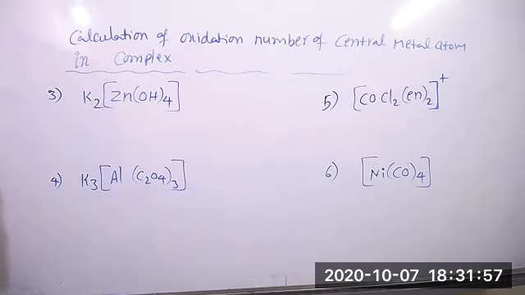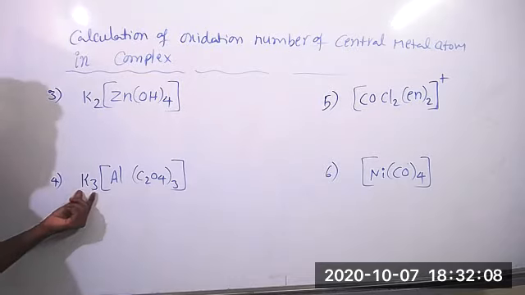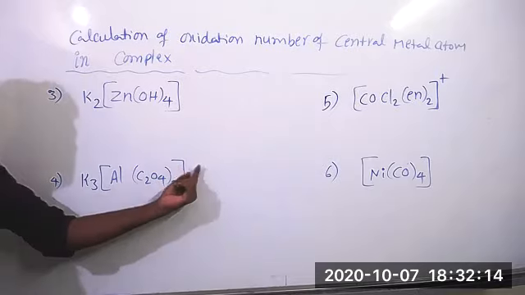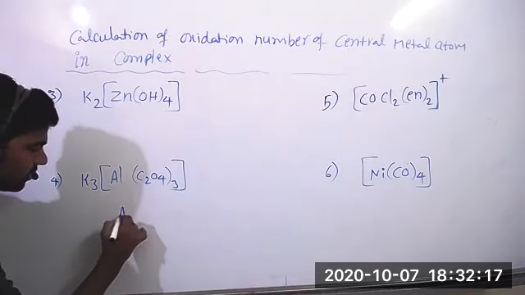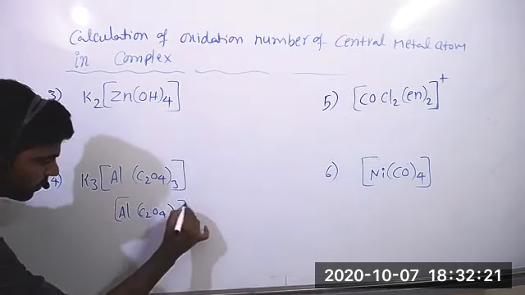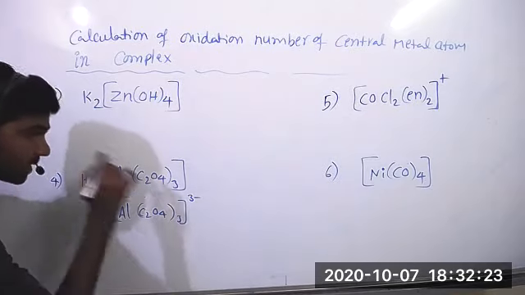Sir, can you solve the fourth one, sir? I'm confused. Fourth one, how much? Sir, I'm confusing between +3 and -3. Potassium is a positively charged species. 3 potassiums we have, each potassium carrying +1. So +3 positive. So the negative [Al(C2O4)3] you have to keep here as 3 minus.